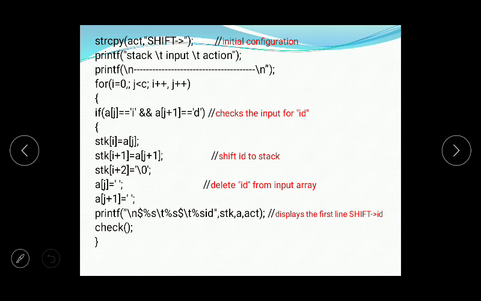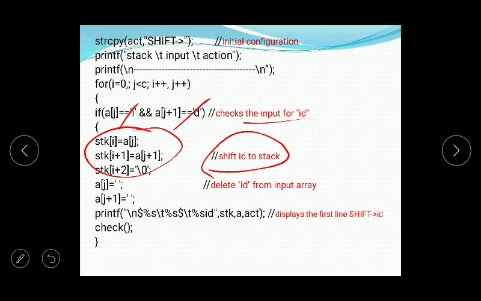It will not work as a general program. So I just check whether the input is id. So array of j is i, and the next symbol is d, id. If it is the input, then shift id to the stack by using stack of I plus 1. Then stack of I plus 2 is the null character. Now the stack contains id. Then why do we require these two statements? That is making null: array of j is equal to null and array of j plus 1 is equal to null. It means deleting id from the input, but actually we are not deleting. We are just making that position null. Got it?